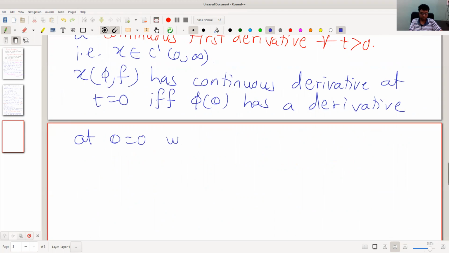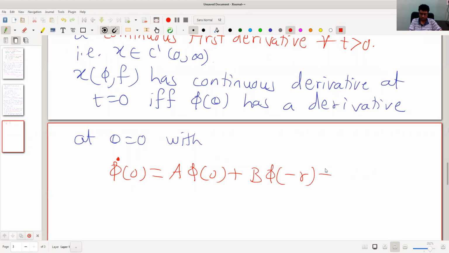with phi dot of 0 equal to a into phi of 0 plus b into phi of minus r plus f of 0. Okay, we call this as 3.